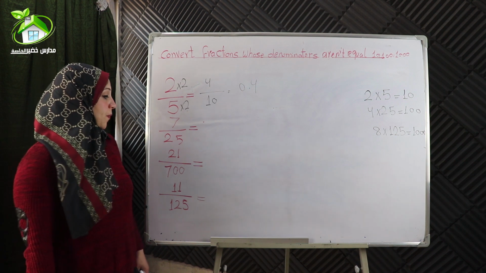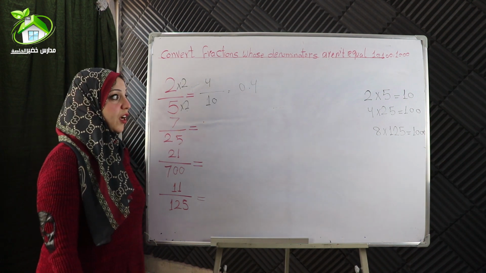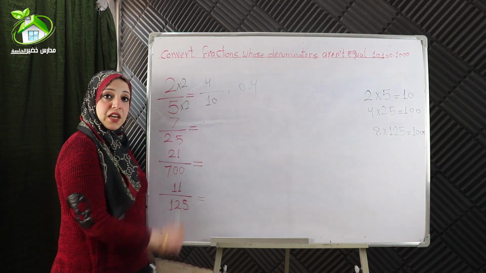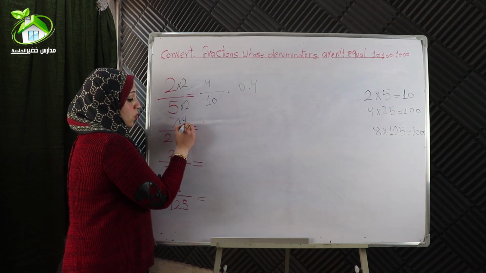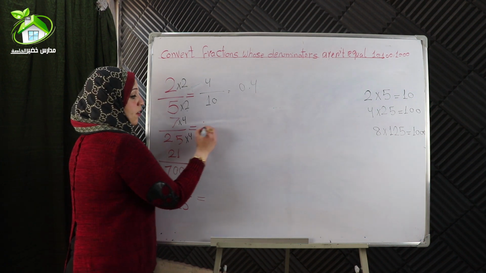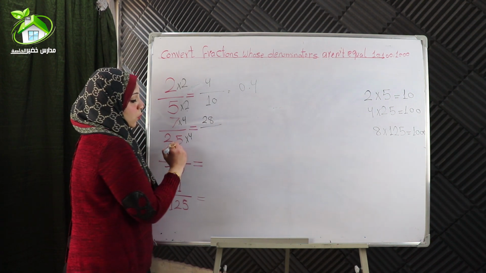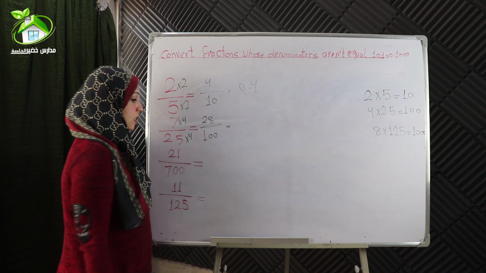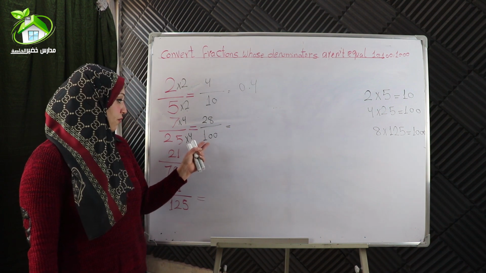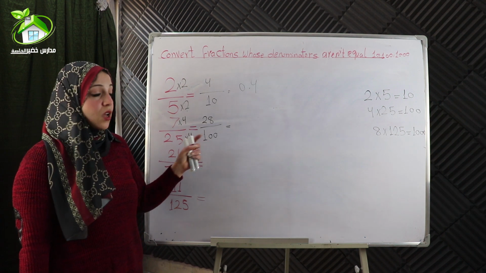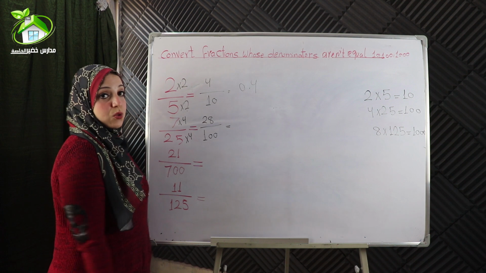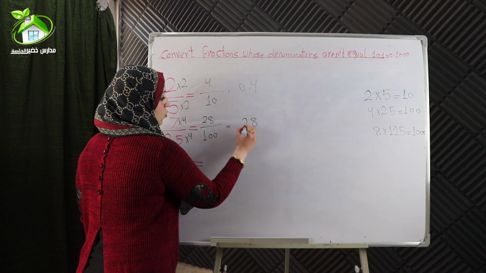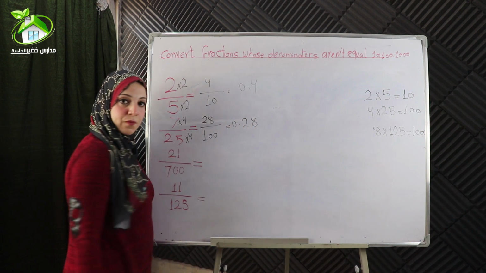The second example, 7 over 25. I know that 4 times 25 equals 100. So I multiply this fraction by 4. 7 times 4 equals 28, and 25 times 4 equals 100. I convert this fraction to an equivalent fraction whose denominator equals 100. So it's very easy to convert it into a decimal by putting the point after 2 digits from the right: 8, 2, and put the point.